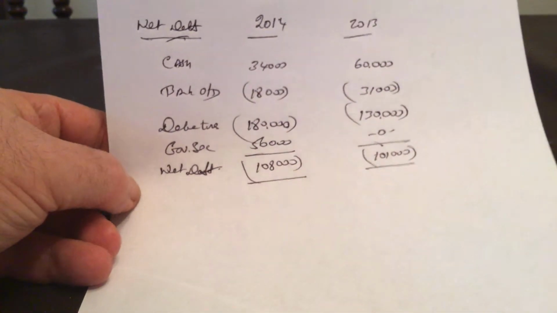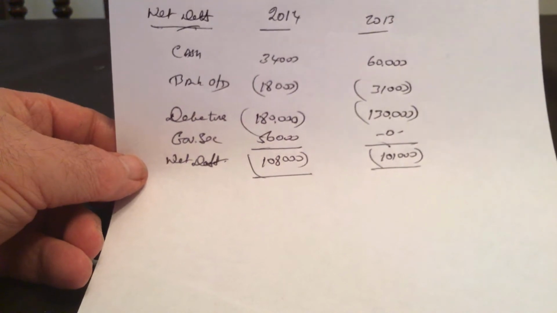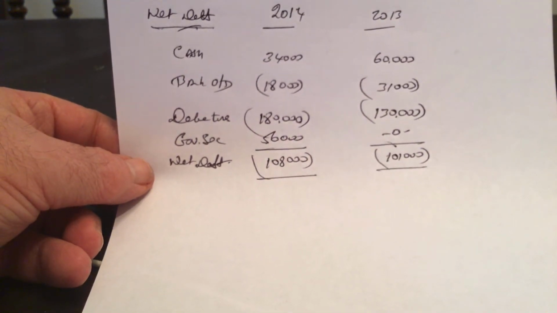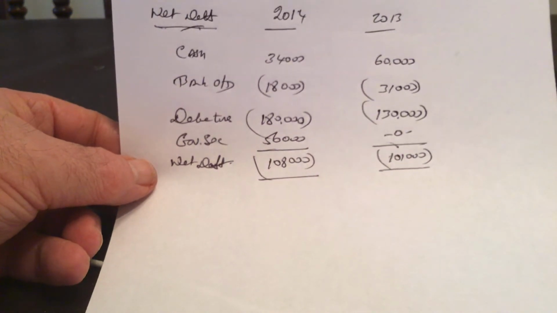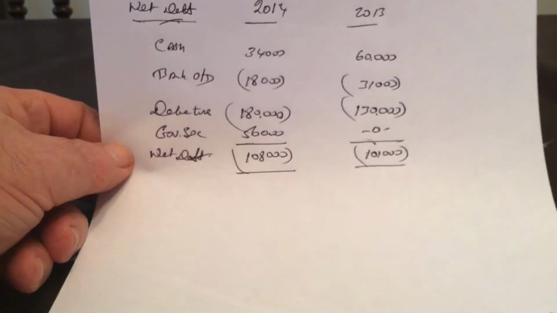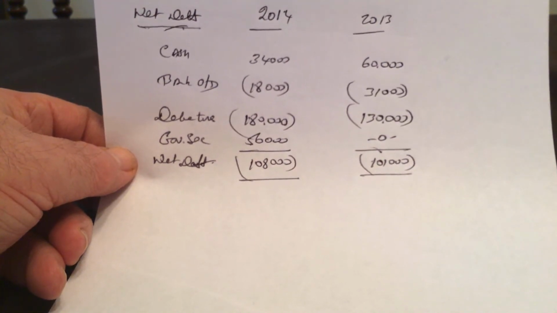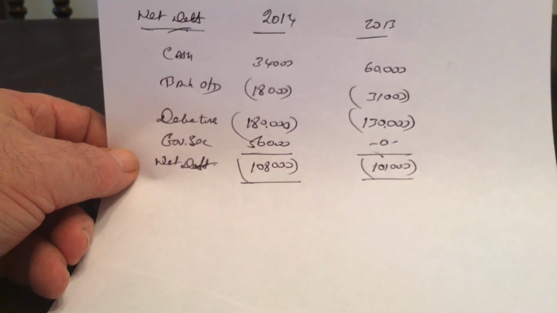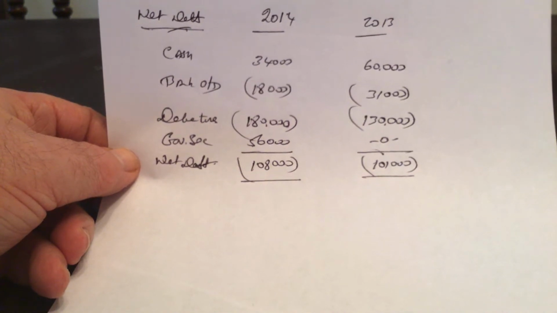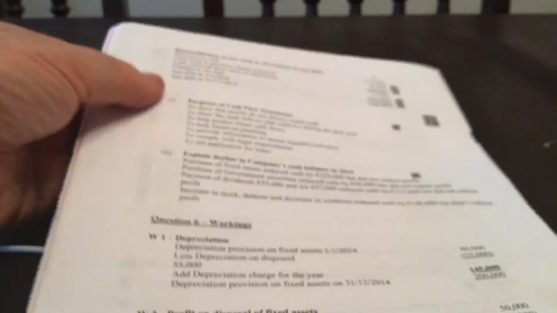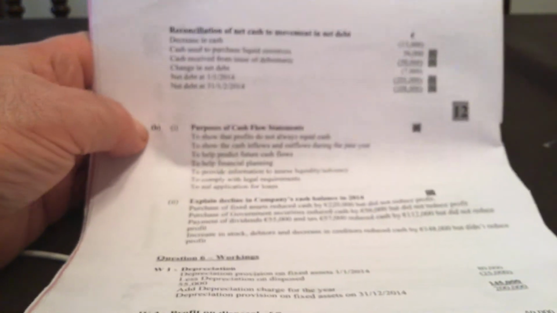For 2014 and 2013, we have cash minus bank overdraft, which we owe, minus debenture, which we owe, plus government security, which we own. So our net debt at the end of 2013 was 101,000, and our net debt at the end of 2014 was 108,000. So the movement in net debt was minus 7,000 for the year. Where did that occur? And we go reconciliation of net cash to movement in net debt.